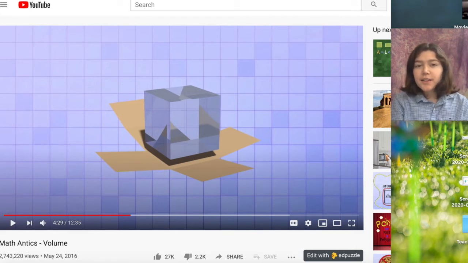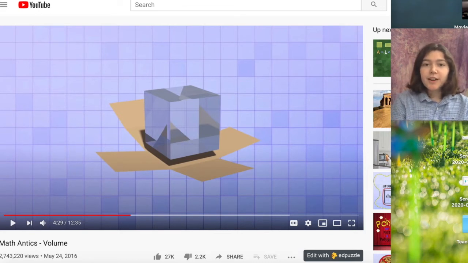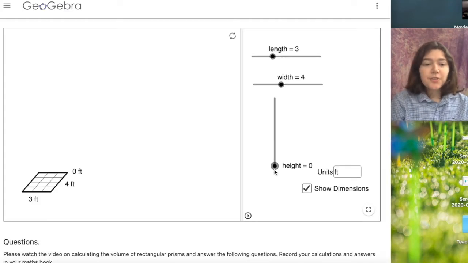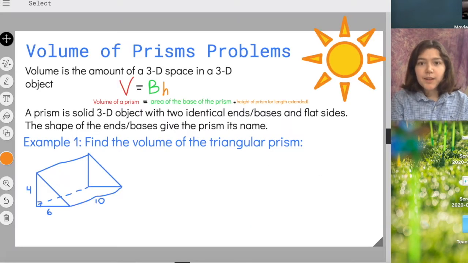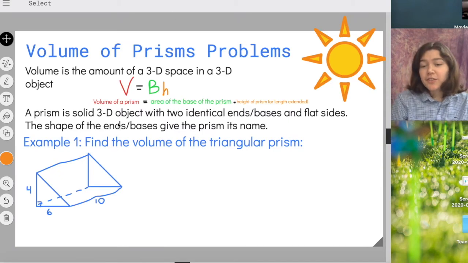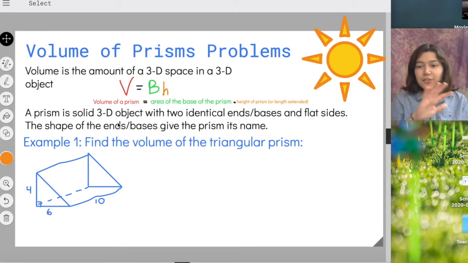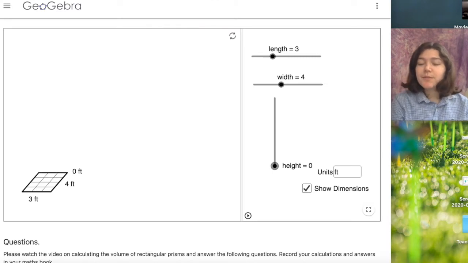Okay? Now we're going to look at a little model that might help us discover and understand the formula for the volume of prisms. For this model, we're just going to be looking at a rectangular prism. Okay, so a prism, as we have seen before, is a solid three-dimensional object with two identical ends, or bases, and then flat sides. And the shape of the ends gives it the name, so you can have a triangular prism, a rectangular prism, a square prism, a hexagonal prism, all that kind of stuff. Okay, so we're just going to be looking at a rectangular prism here to try to get a sense of how we find our volume.